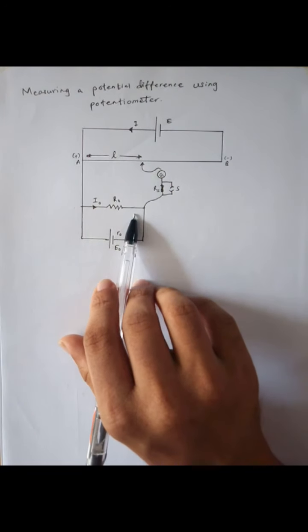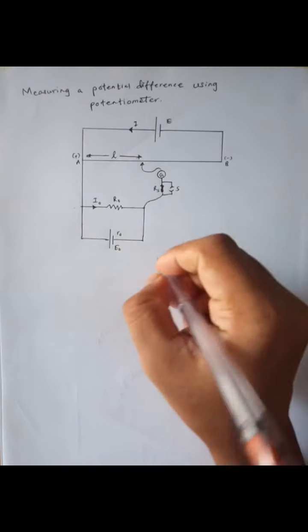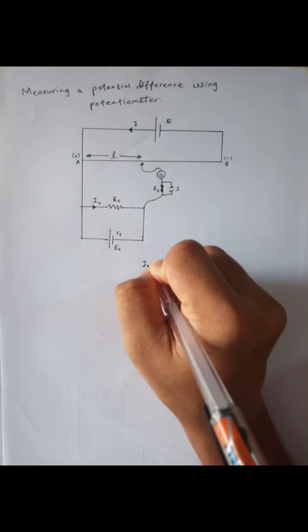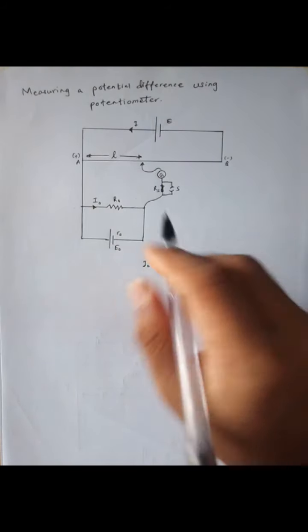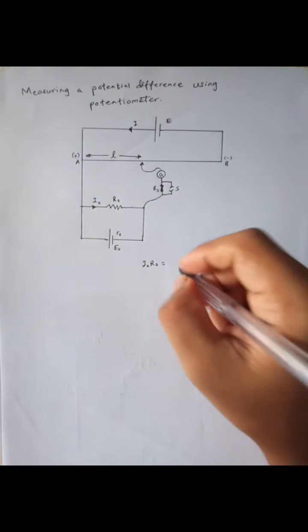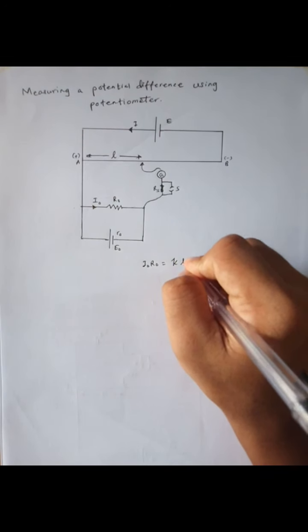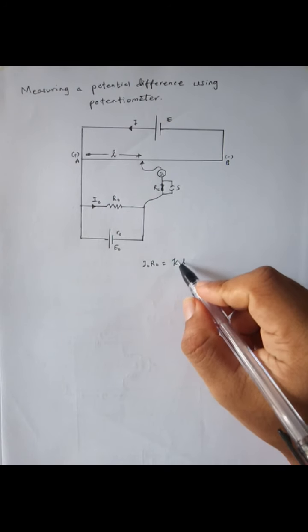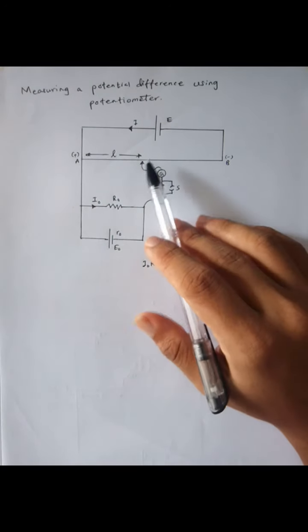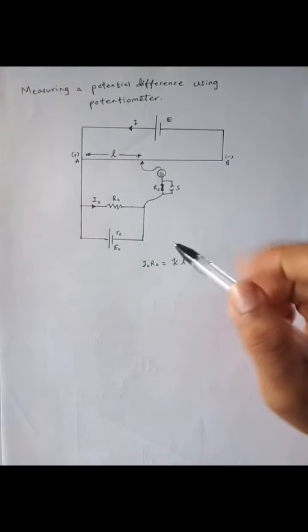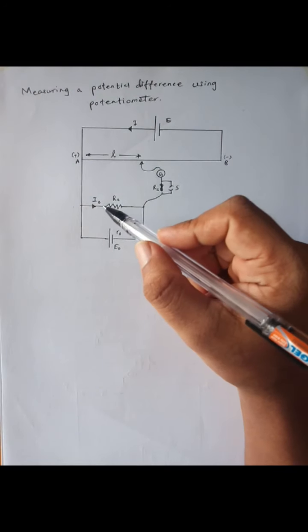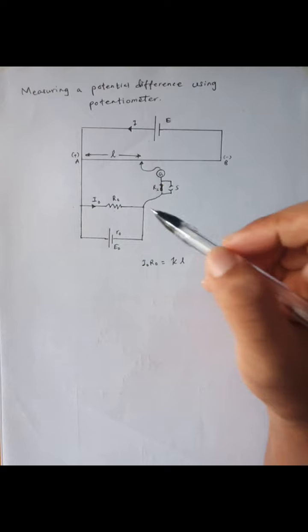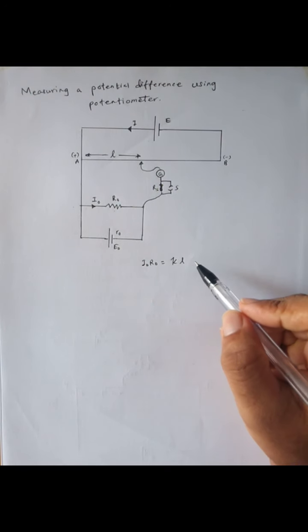So from Ohm's law we can write I naught R naught, and that equals this potential difference, which we know is given by K times L. So we have already calibrated the potentiometer, that means we know the value of K, and we can directly measure the balance length. So the potential difference across this resistor is simply given by this value.